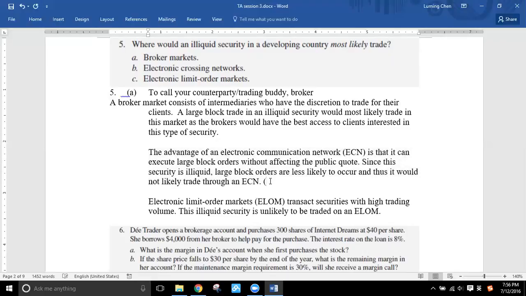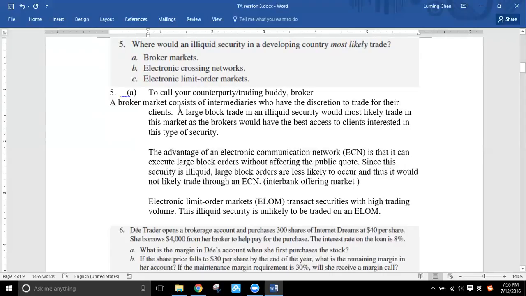So what is mainly traded through ECN? The interbank offering market will use ECN very often.